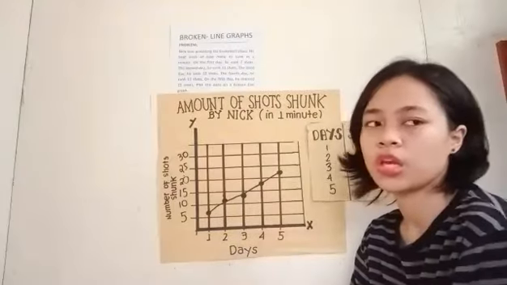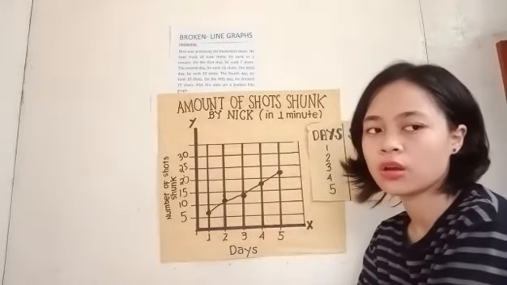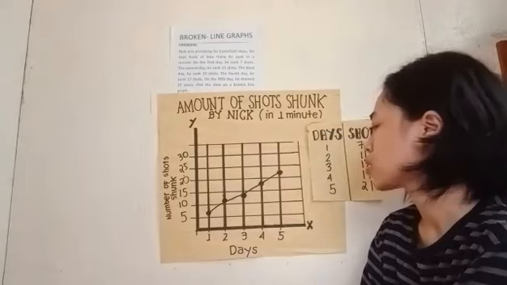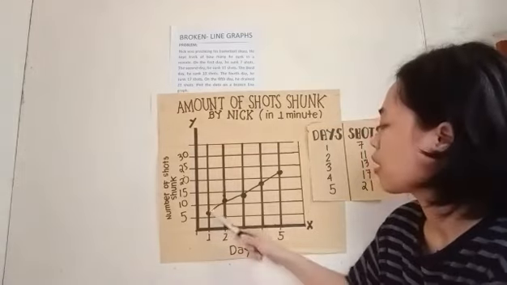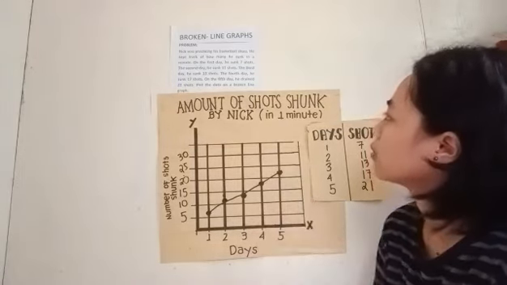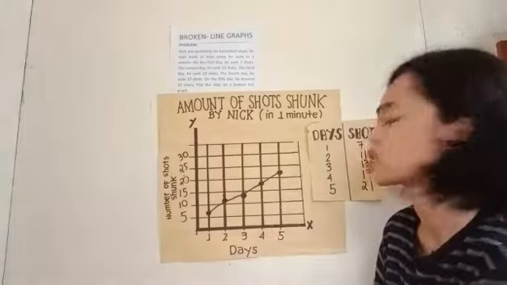The graph shows the number of Nick's shots sunk recorded in the first 5 days. So as you can see, his shots are going higher, he improved as the days passed by.